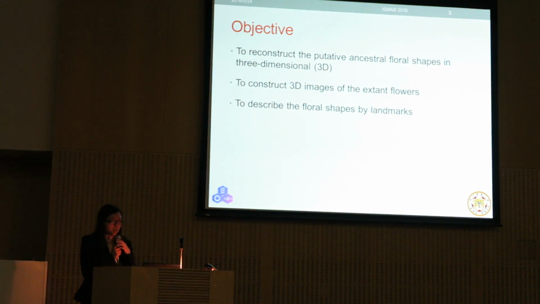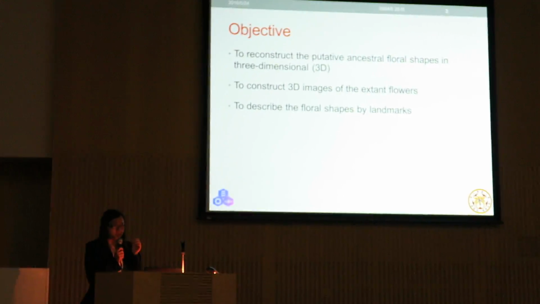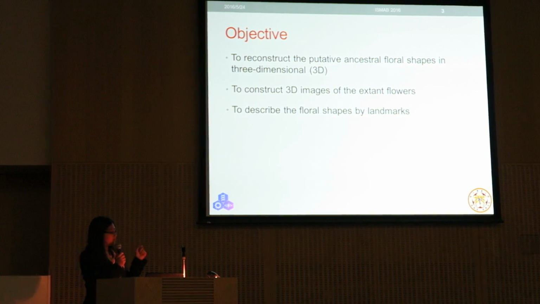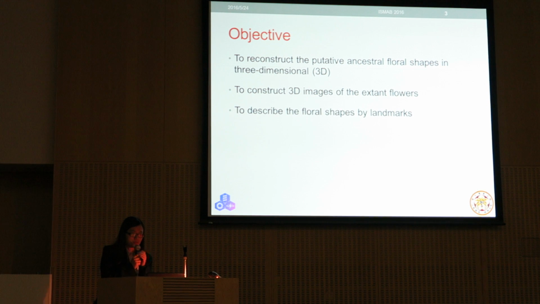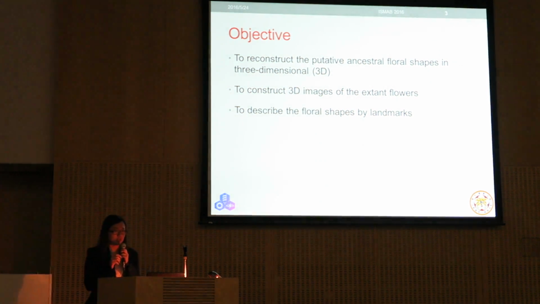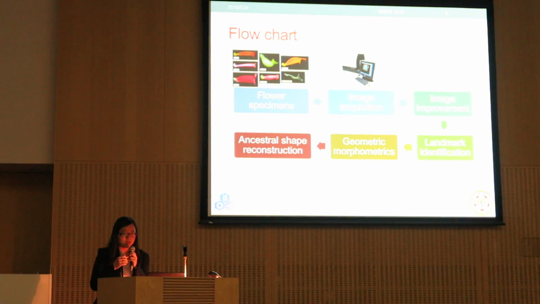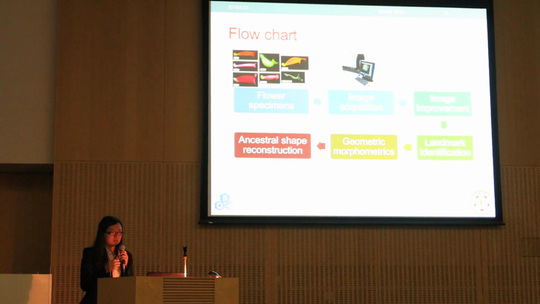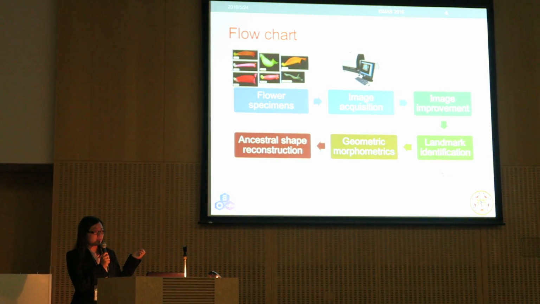So the objective is to reconstruct the ancestral flower shape in 3-dimensional, to construct a 3D image of the extant flowers, and to describe the flower shape by landmarks. So how to achieve this goal? Here is a summary of the work chart.